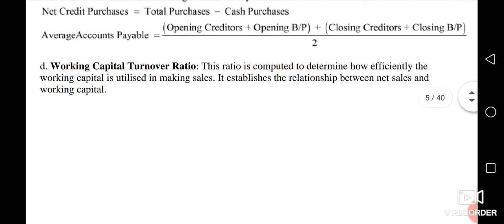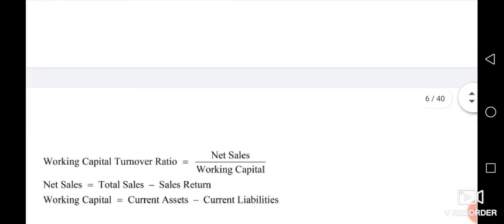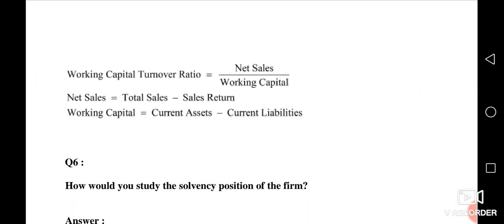Next, working capital turnover ratio. This ratio is computed to determine how efficiently the working capital is utilized in making sales. It establishes the relationship between net sales and working capital. The formula is working capital turnover ratio equals net sales upon working capital, and net sales equals total sales minus sales return. Working capital equals current assets minus current liabilities.